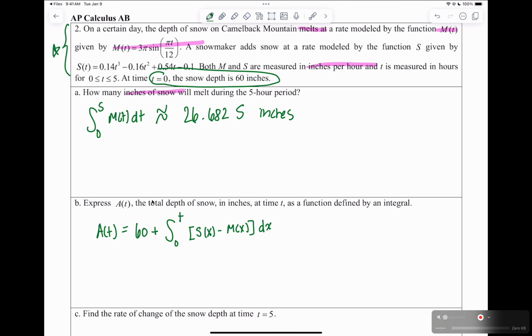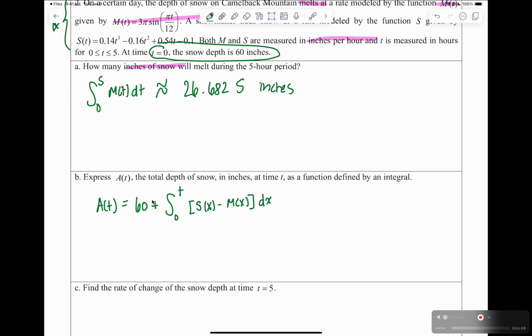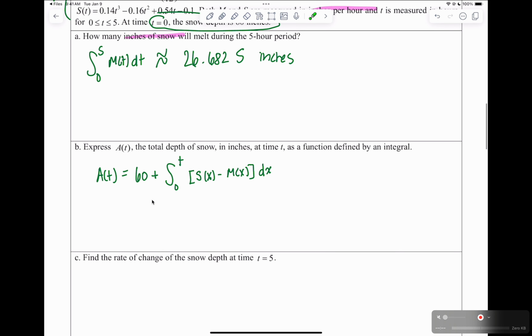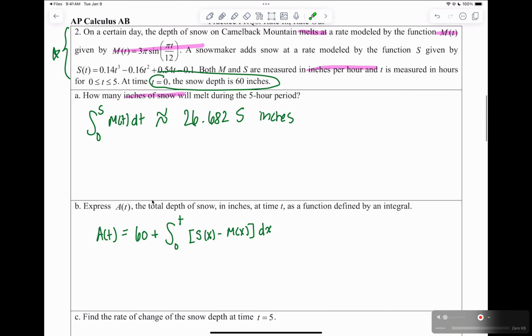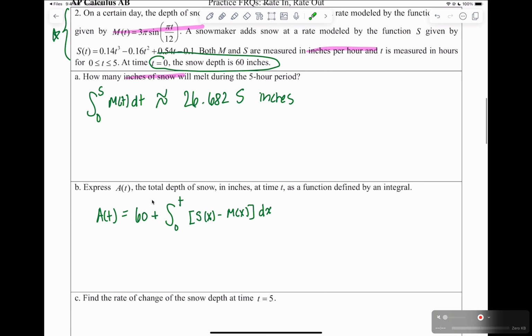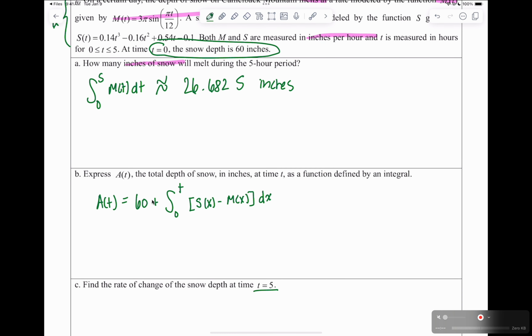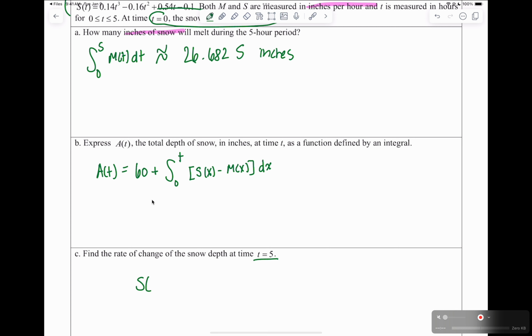The reason why we have this is because whenever we use FTOC and take the derivative of this, we're going to have s of t minus m of t, which should make sense for part C. If we're going to find the rate of change, that's just the derivative, the rates. Notice how m and s are both rates. So to find the rate of change of the snow depth at time t equals 5, I'm going to have s of t minus m of t, or s of 5 minus m of 5.